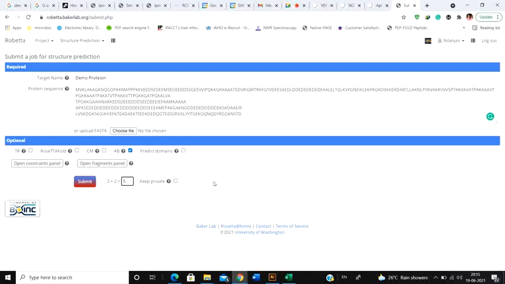Sometimes it might take 2 or 3 days, or sometimes it might give you the result within 15 hours. So it actually depends. When you get the result, as you have provided the email, it's going to mail you that your job is ready, and they're going to give you a link. You have to click on that link and that page will open up, and then there will be a download option where you can download your model structure.